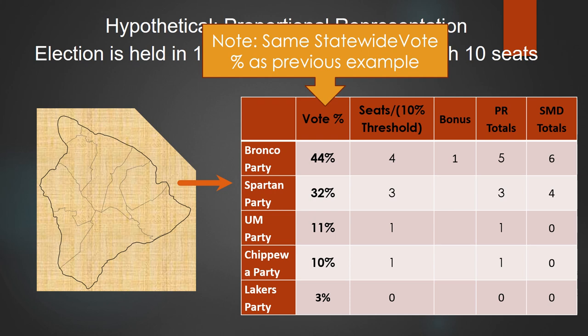That's what we had in the previous slide. Okay. So the previous slide was based upon a state where we used a single member district system. The Bronco Party got 6 seats, even though they only won 44% of the vote. Okay, because I didn't understand how it fit in with this. I was just confused. Right, this is just pulling these numbers from the previous slide. Okay. Yep.